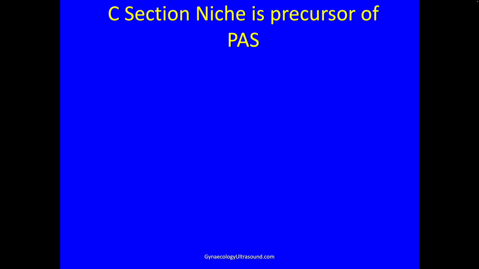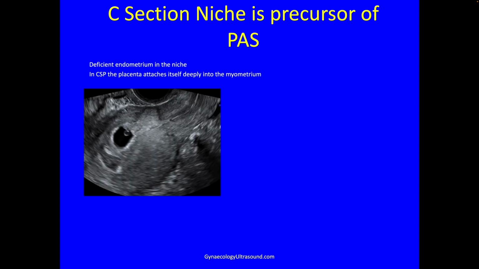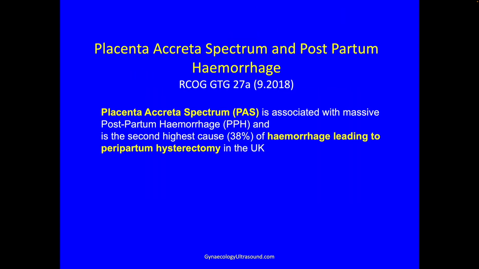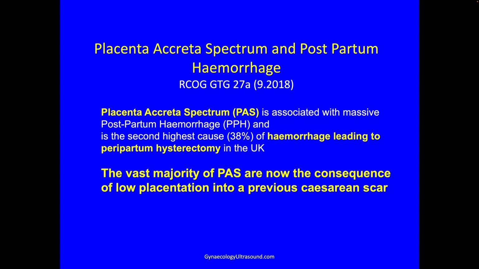The main reason for saying this is it's such an important precursor of placenta accreta spectrum, where the placenta attaches deeply into myometrium or surrounding structures, and you get an accreta, increta, or percreta. And this is such a risk for postpartum hemorrhage and peripartum hysterectomy, all because of a deficient section scar.